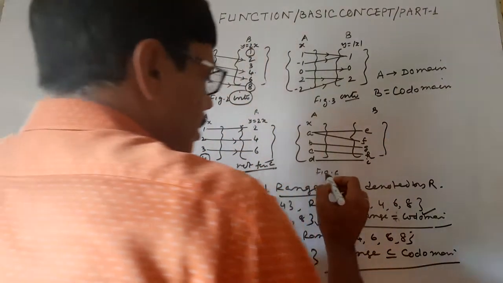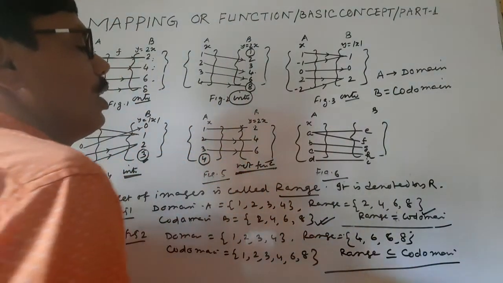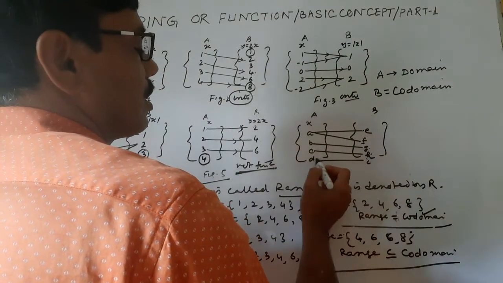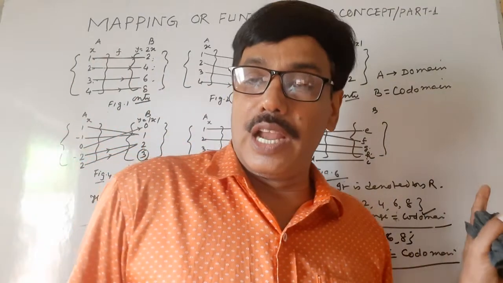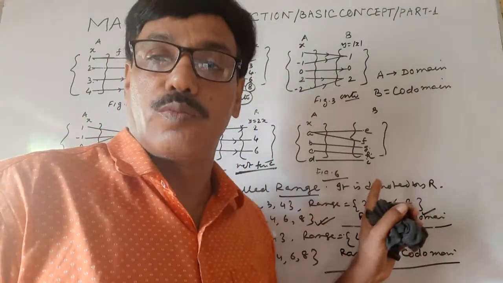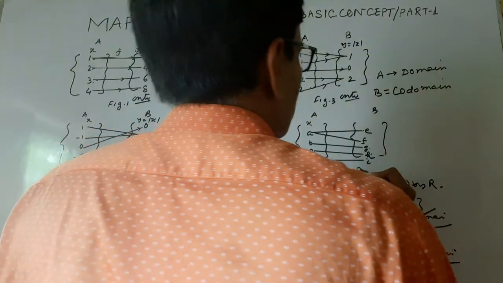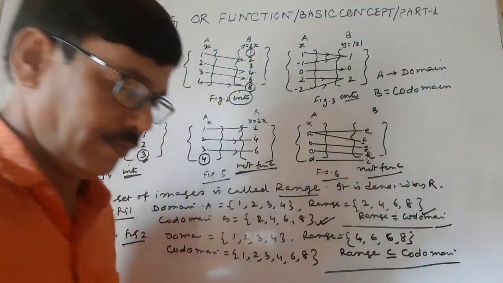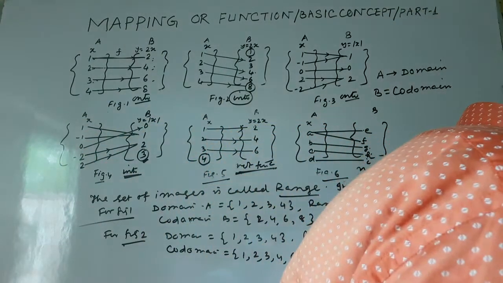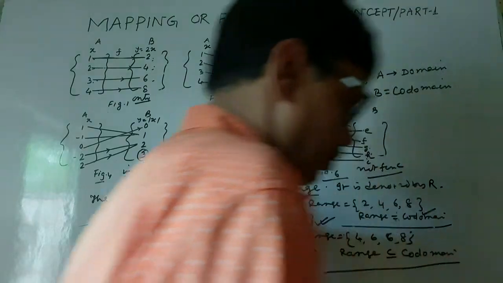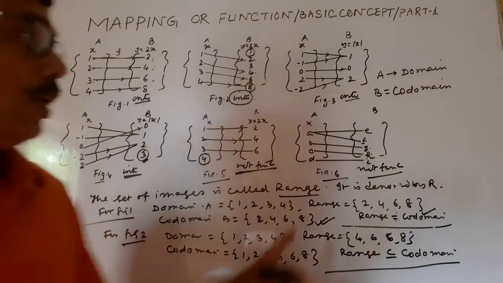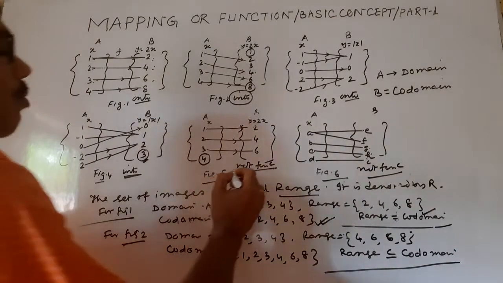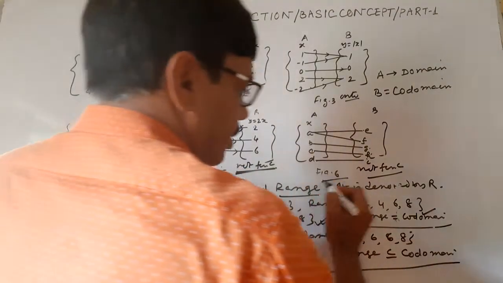Now for figure 6. Look, A has two images, E and F. Image of B is G, C. So the element A has two images, more than one image. That is why it is not a function. So, domain, range, codomain, definition of function. Why 5 is not a function? It is clear. Why 6 is not?